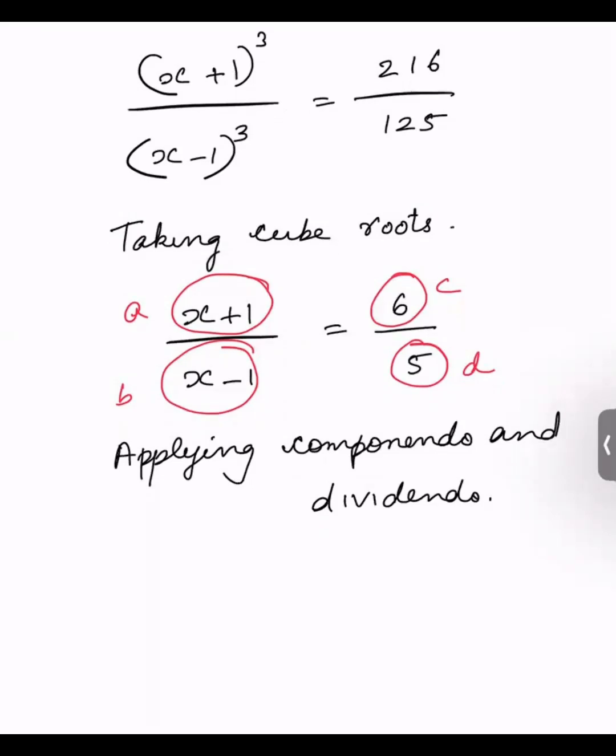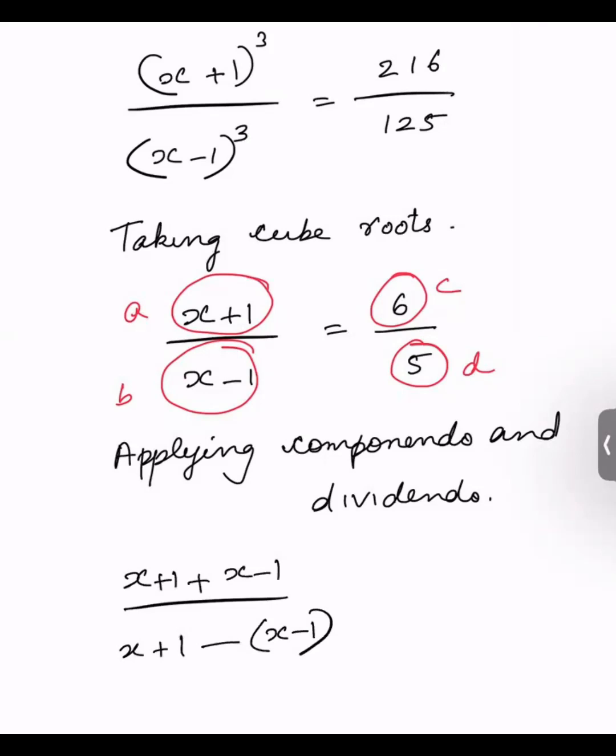It will become x plus 1 plus x minus 1, right? Divided by x plus 1 minus x minus 1, which becomes x plus 1 plus x minus 1.